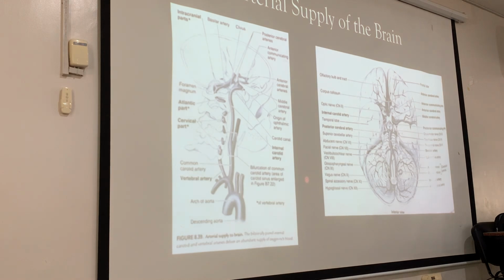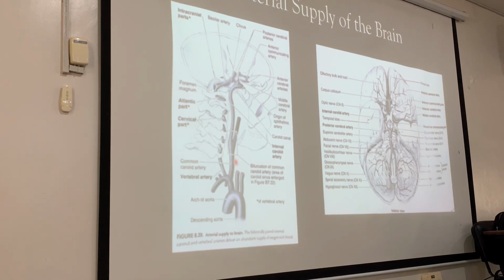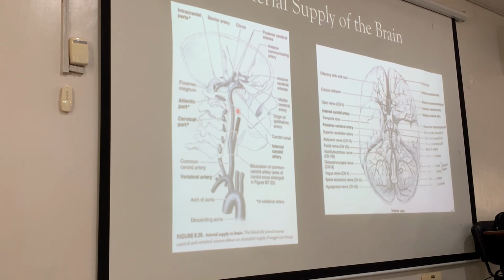Okay, so this is a phantom view of the neck and the cranium. So we can see here this artery. This is the right internal carotid artery. So it also has a left internal carotid artery as its pair. So they are the first pair of arteries supplying the brain.